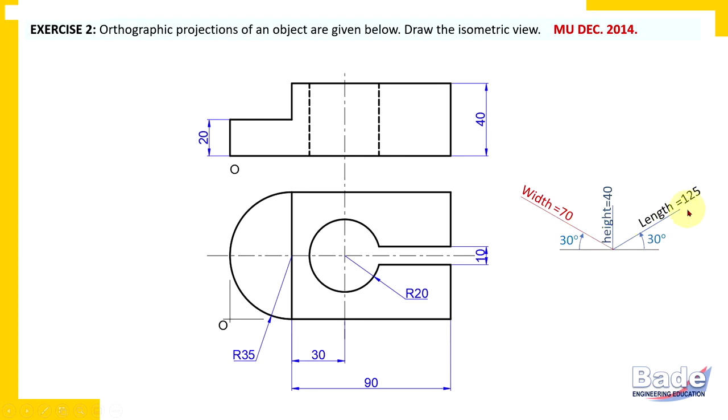So take the larger two dimensions, 125 and 70. That is approximately 200. So 200 by 200, that much space is required on the drawing paper to complete this drawing. This is a rough estimate of how much space is required on the drawing paper. Okay, now let's open our AutoCAD software.